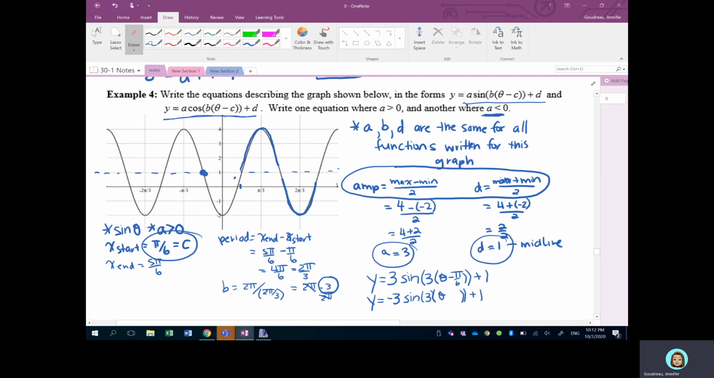So we'll notice here what the x value is. So when A is less than 0, it starts at negative pi over 6. So that's going to be plus pi over 6 as our C value there.